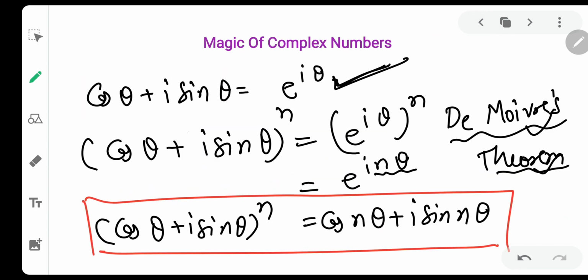So in today's session, we have understood one of the magics of complex numbers and how complex numbers simplify trigonometry.